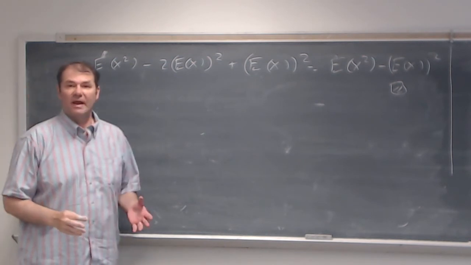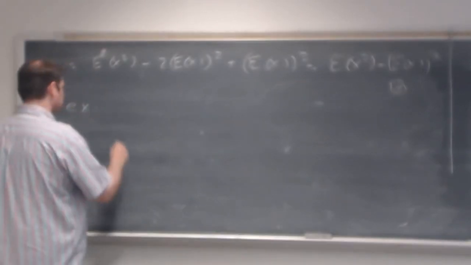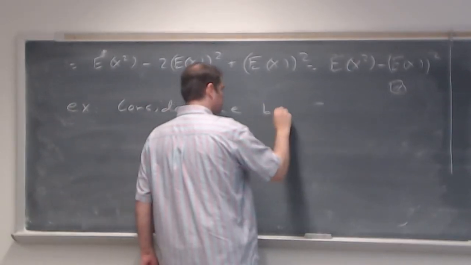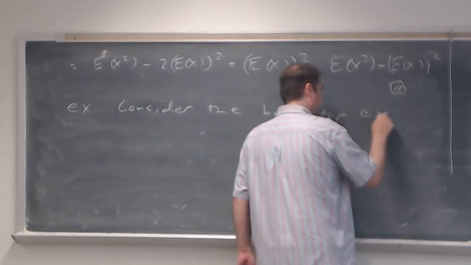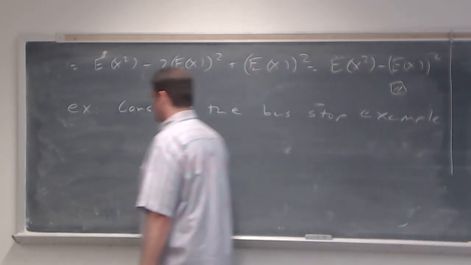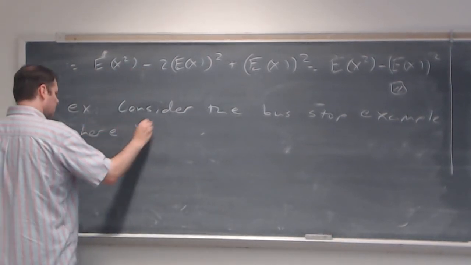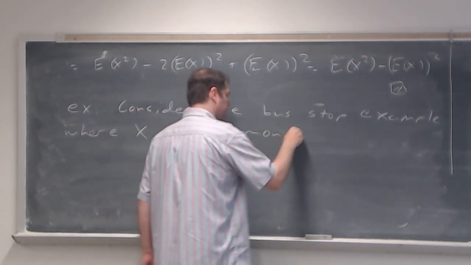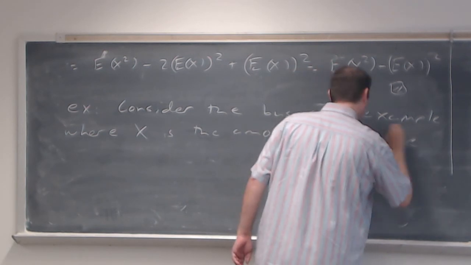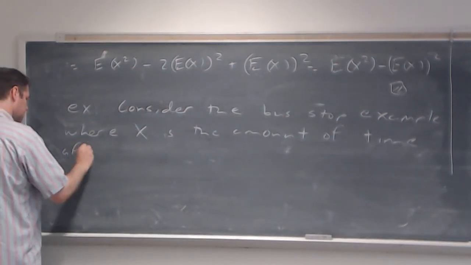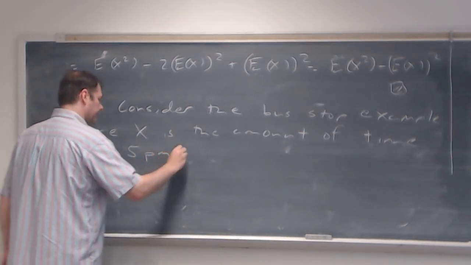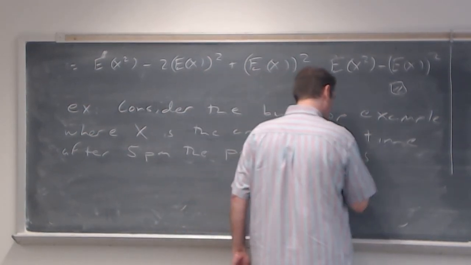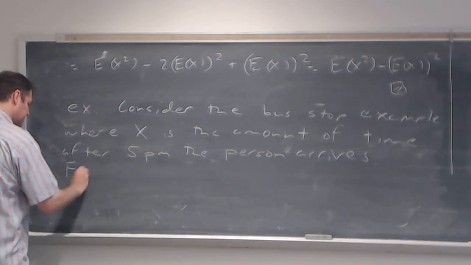And let's stay with the same example we have been staying with, and that's the bus stop example. So someone might say, consider the bus stop example again, where X is the amount of time after 5 p.m. that the person shows up. Okay. Somebody might say, find the variance of X.